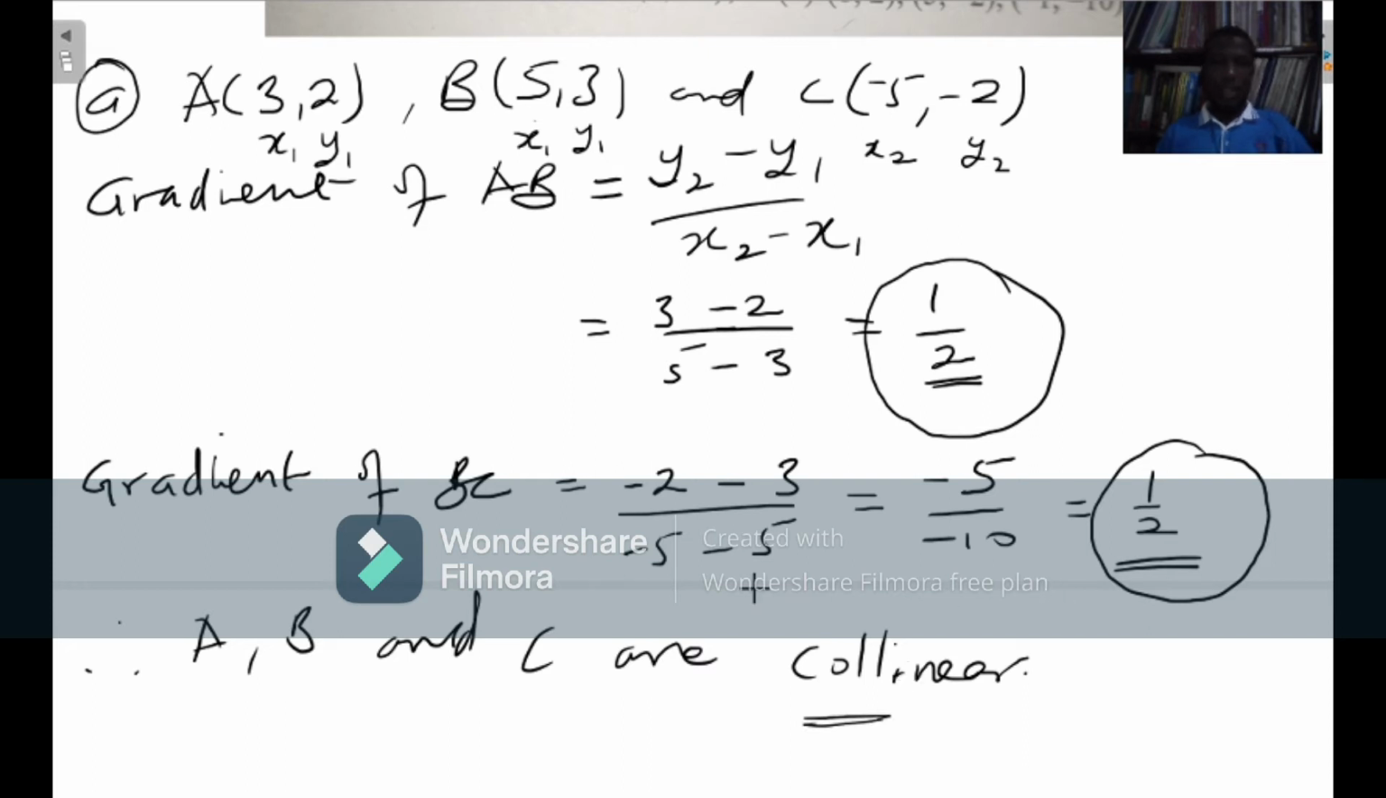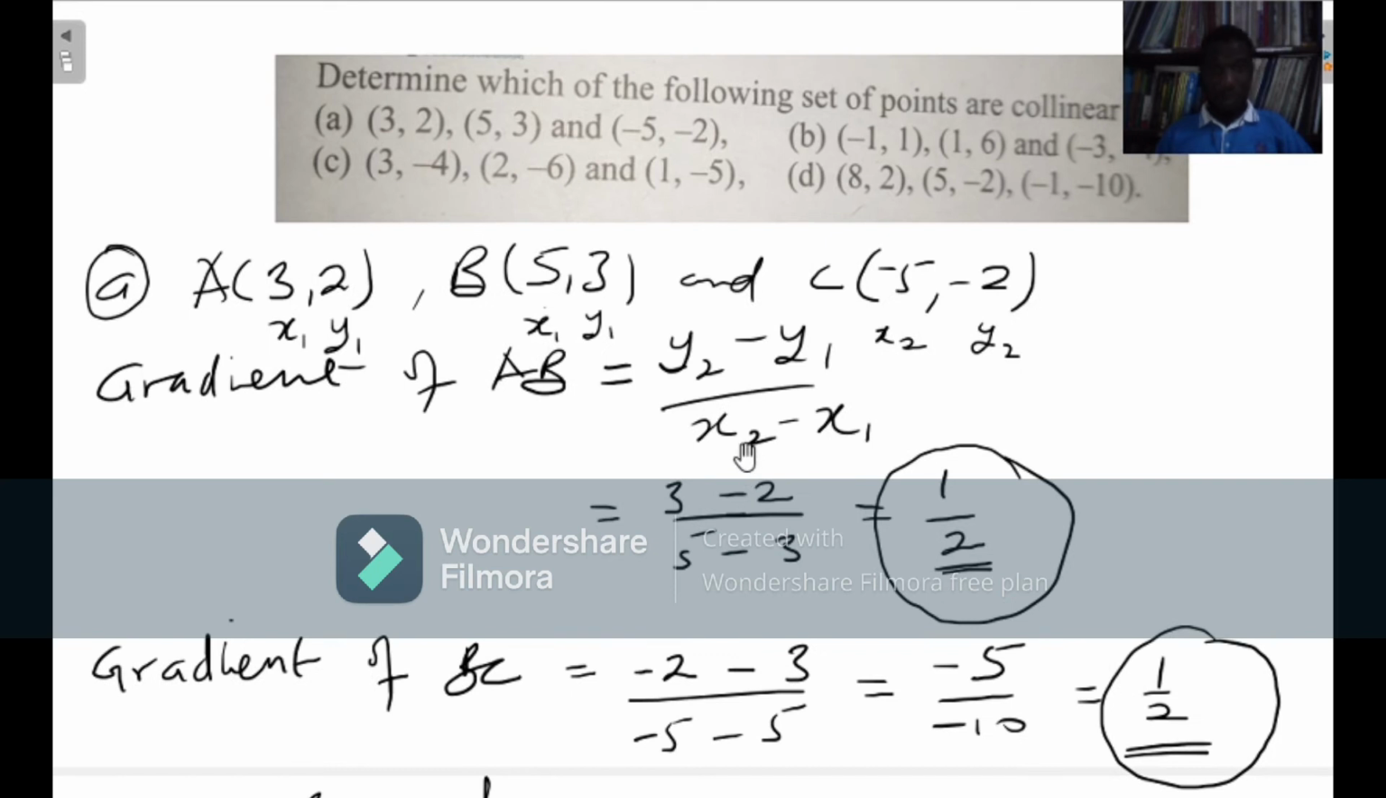And don't forget that I named them A, B, and C, but the original points were not given names. So don't forget that. I'll give you some time to do the B, C, and D. You are just checking whether they are collinear or not, following my first example given. So you can just pause this video and then check if the points are collinear.